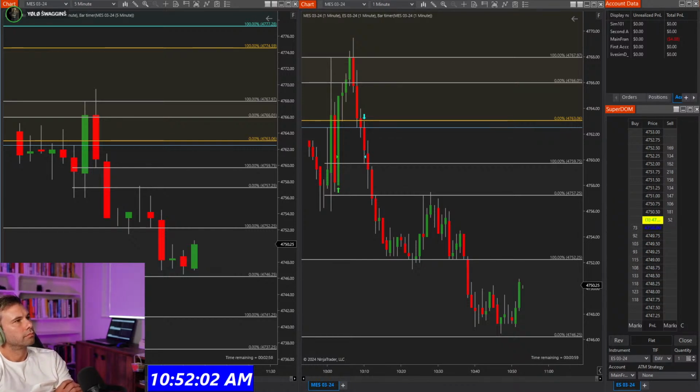Buyers failed 1035, sellers failed 1040. Chop, chop, chop. There goes that rising wedge break on the VIX. Potential for upside here.